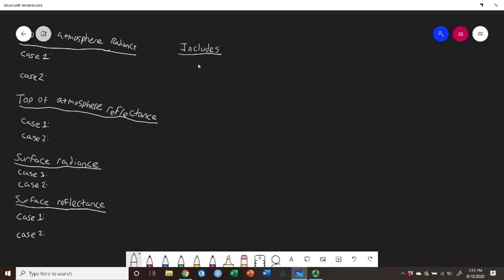What top of atmosphere radiance includes is the atmosphere. Right, it includes atmospheric radiance. Now it's important here that this includes both the reflection and also scattering. If you look back at the diagrams, we don't explicitly address scattering because it makes the diagram more complicated. But in this case, atmospheric radiance includes those two things, and then it also includes the surface radiance.